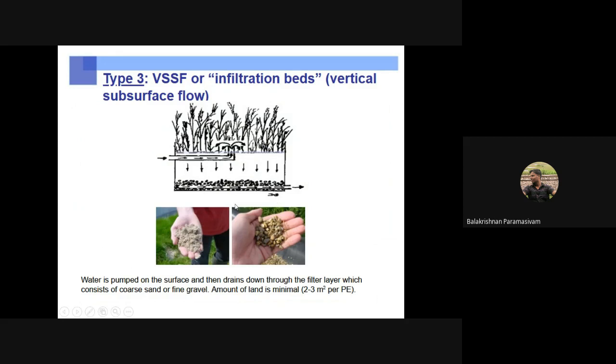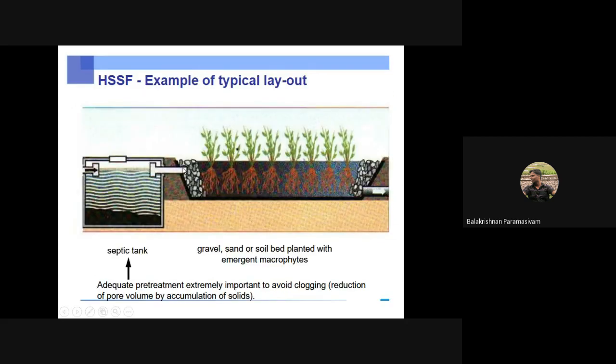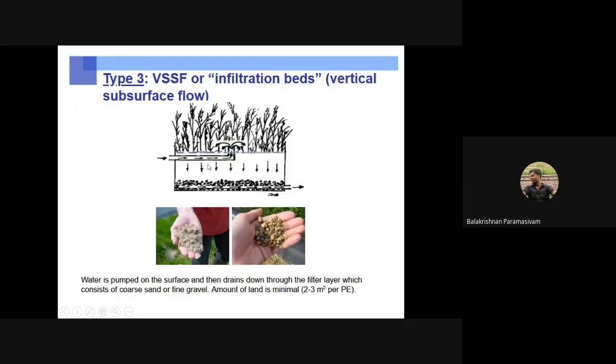Then vertical filtration. Here water will come from top to bottom. In the horizontal system the flow of water is in the horizontal direction, but here it will be in the vertical direction. In the vertical direction we will provide perforated pipes, that means inlet perforated pipes and effluent perforated pipes. Water will come out from these and travel in the vertical direction. Finally we provide a perforated collection system, and the treated water will be collected through it.